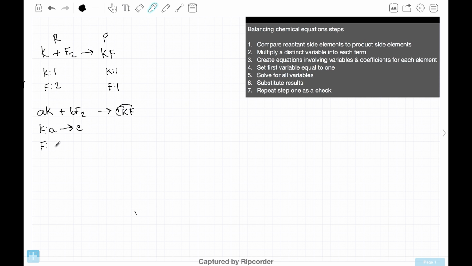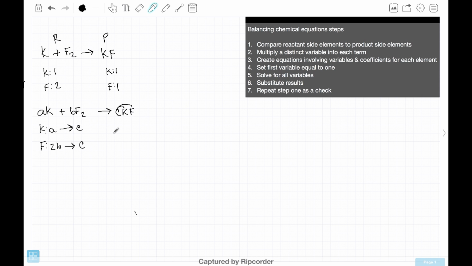And now, dealing with F, in the first term, there's no F. In the second term, there's two F's. So I'm going to write 2B. And on the product side, again, C is multiplying into F. So I'm going to write C.